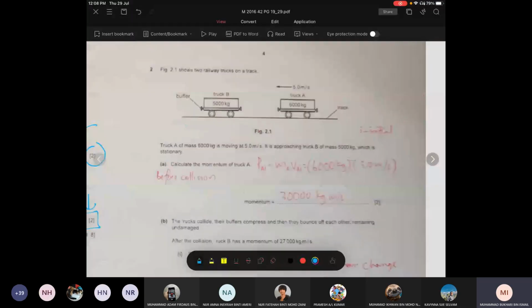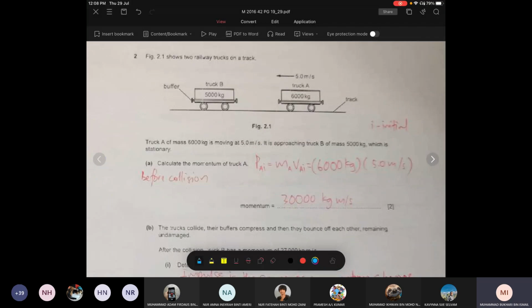Question 2. Figure 2.1 shows two rear-wheel trucks on a track. Truck A of mass 6,000 kg is moving at 5 meters per second. It is approaching truck B of mass 5,000 kg, which is stationary. Okay, so from here we can extract information.